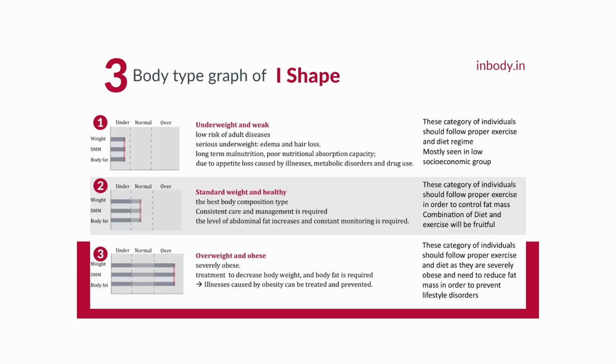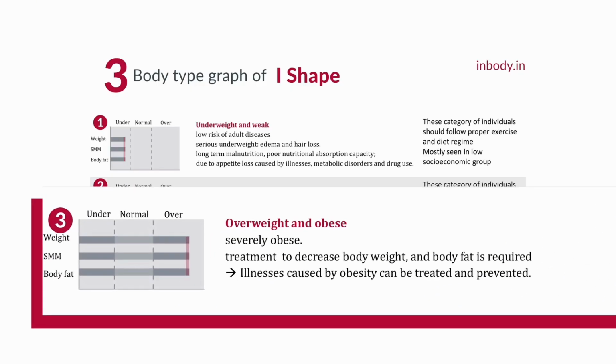type. While the third type of graph is when someone has high weight, then high muscle mass and high body fat as well. So such a person has a very big frame, is tall, is overweight, has more muscle mass as well as has more body fat. So in this case again, a little bit of focus should be given to body fat reduction while the muscle mass has to be maintained.